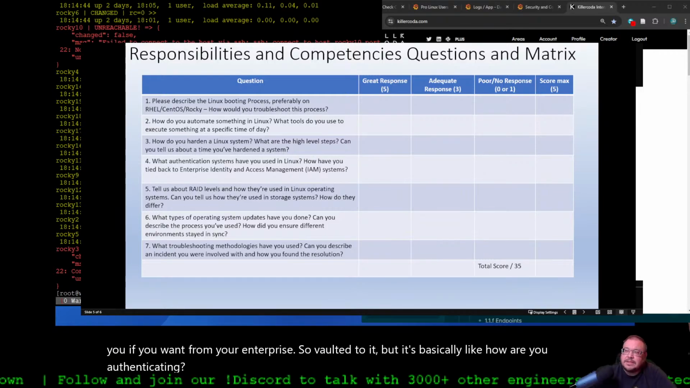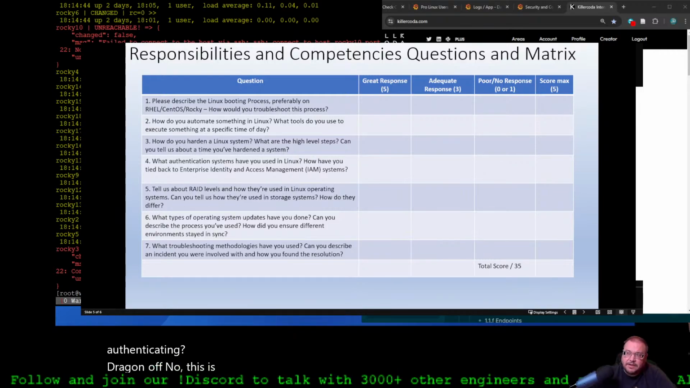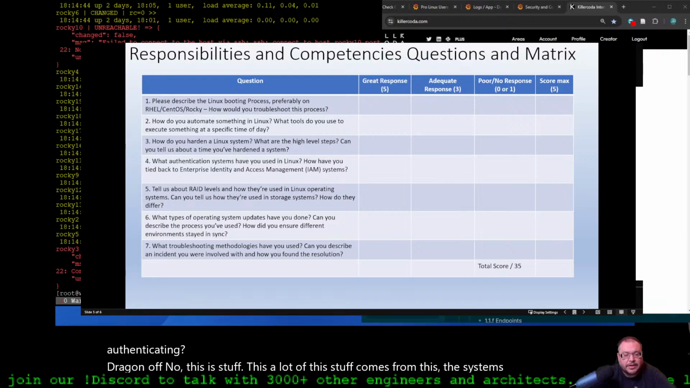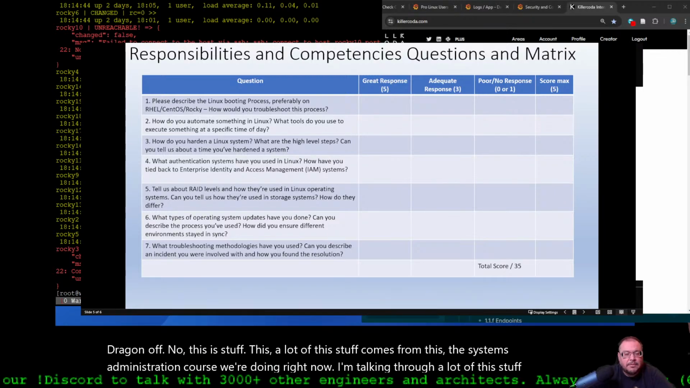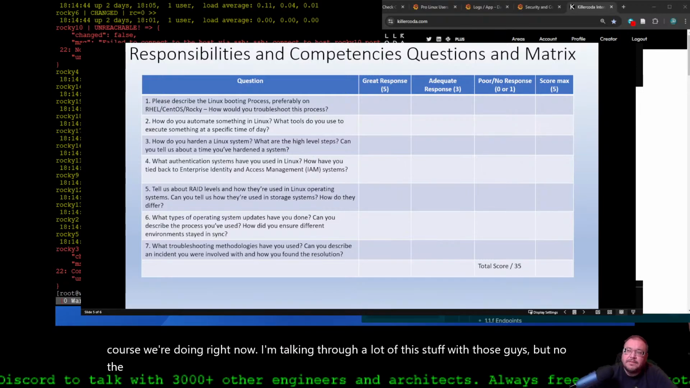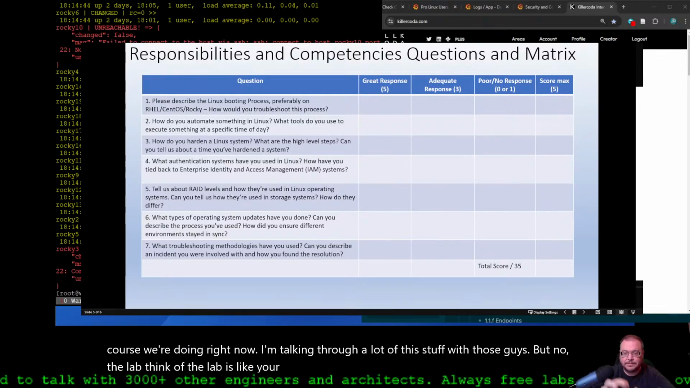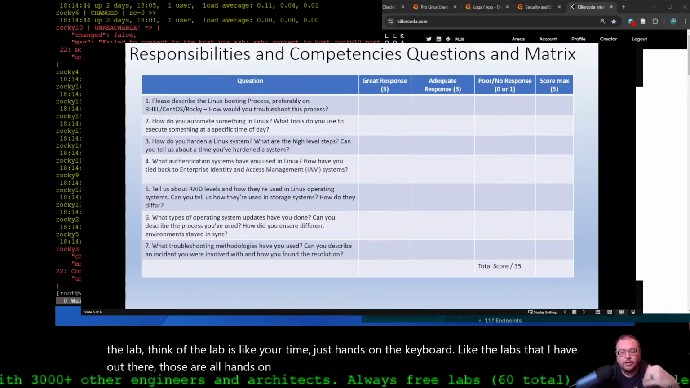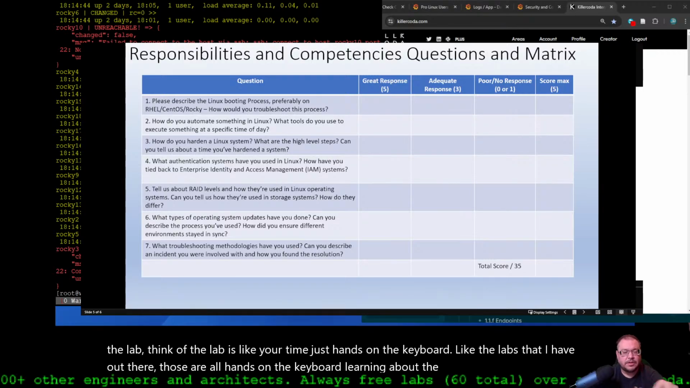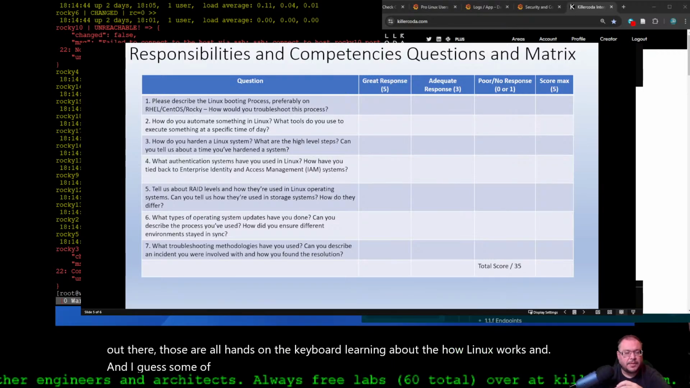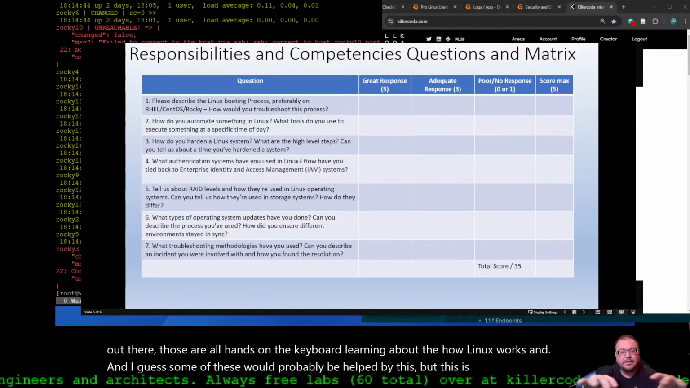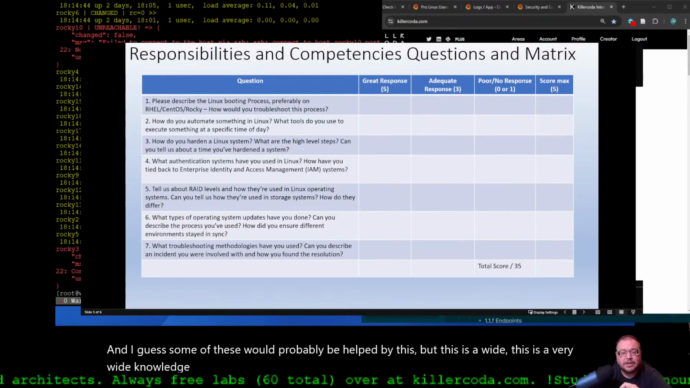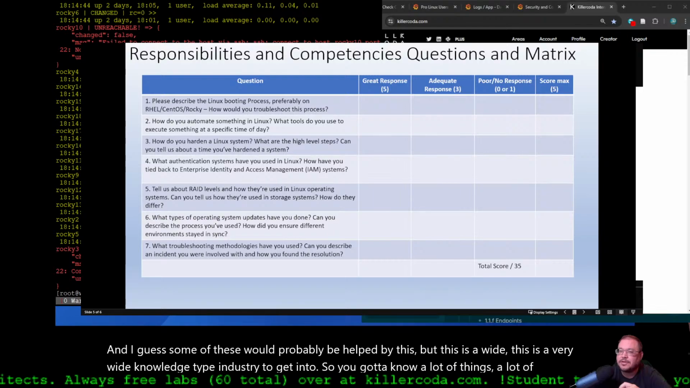Dragonov, no. A lot of this stuff comes from the systems administration course we're doing right now. I'm talking through a lot of this with those guys. But no, the lab. Think of the lab as your time, just hands on the keyboard, learning about how Linux works. I guess some of these would be helped by this, but this is a very wide knowledge industry to get into. You've got to know a lot of things about a lot of things, right?